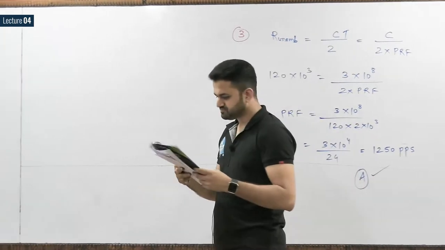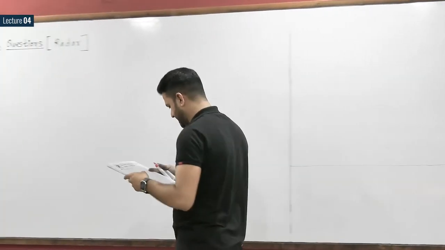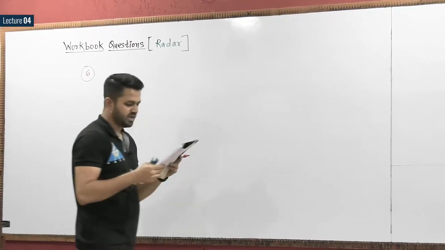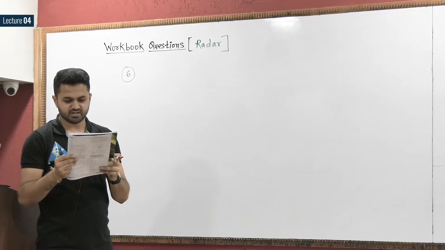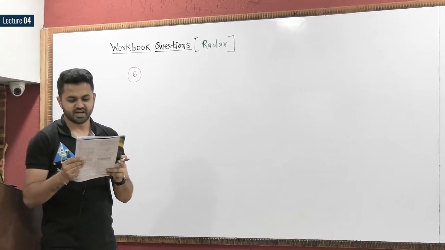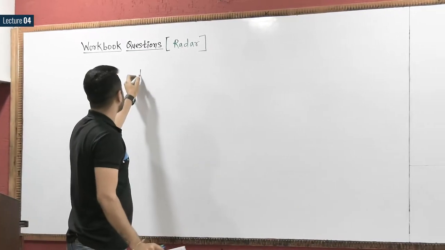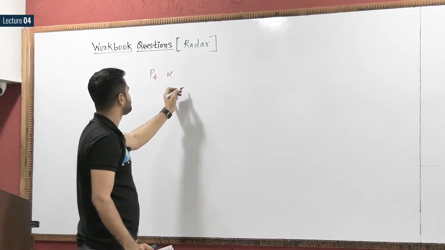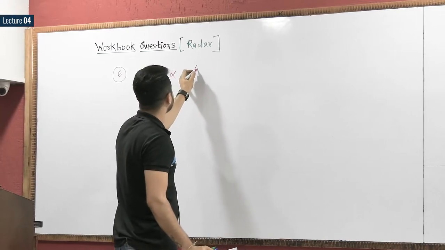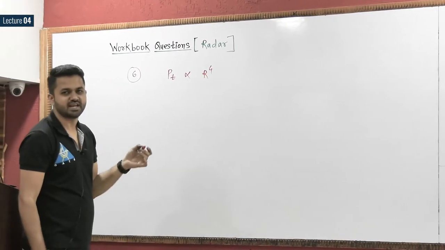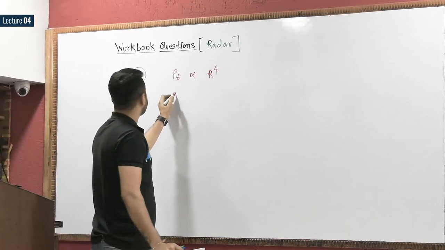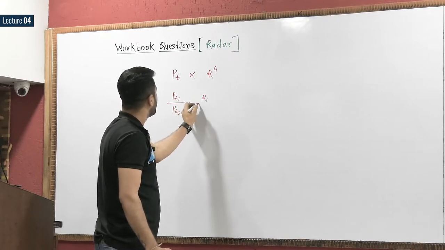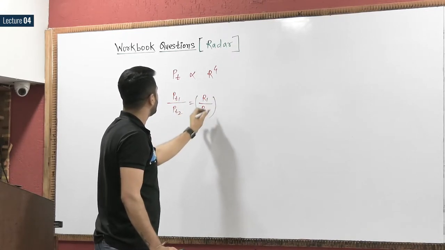Now we have question number 6. If the range of a radar is doubled, the peak transmitted power of the radar has to be. So peak transmitted power is proportional to R to the power 4 that we have derived now. We can directly write it. So PT1 divided by PT2 is equal to R1 divided by R2 to the power 4.